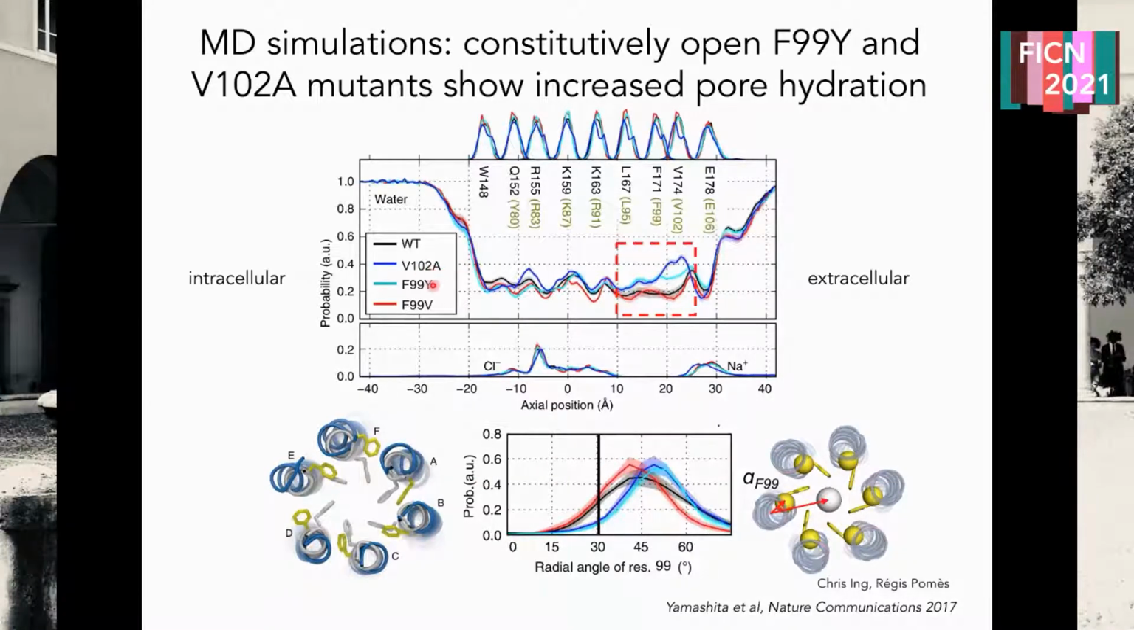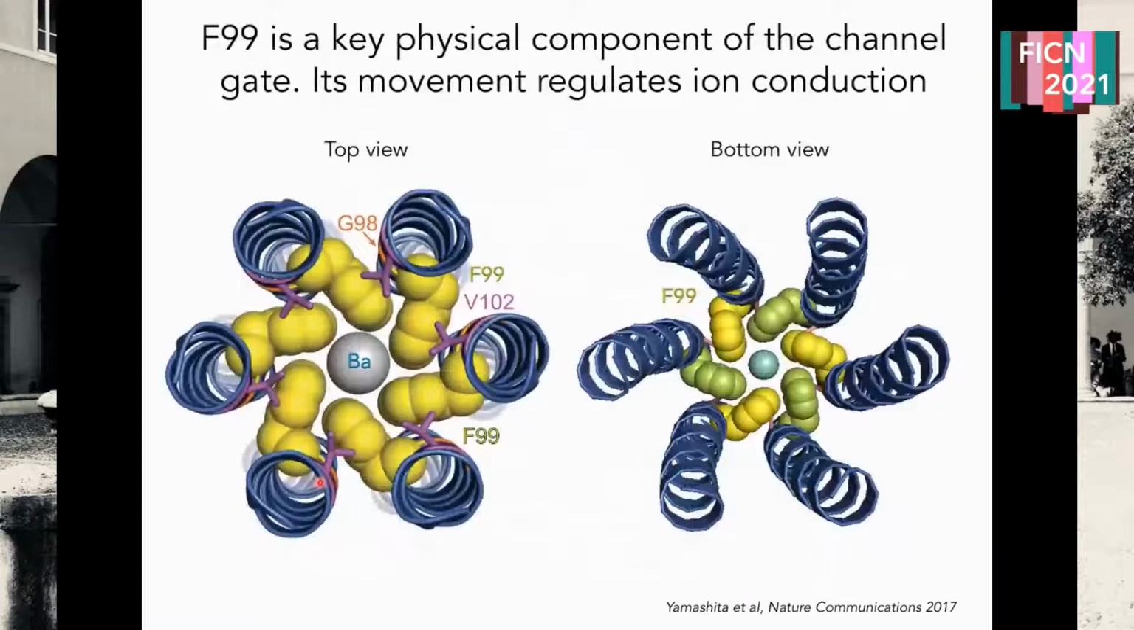these mutations, like especially F99Y and V102A, result in increased counterclockwise fluctuations away from the ion conduction pathway, which would cause the channel gate to get displaced away and increase the water occupancy and decrease the free energy barrier for ion conduction in the pore of the channel.